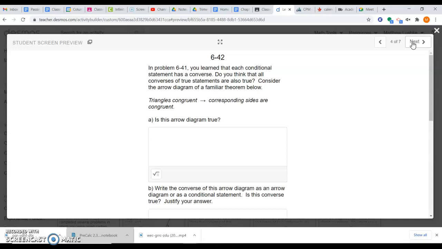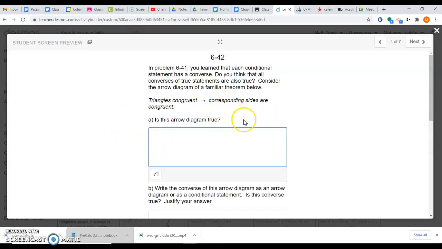It says we learned about conditional statements and how they have a converse. Again, it's just flipping. In an arrow diagram, I know we don't use a lot of arrow diagrams, but it is more visual. You could just flip it so that in this case, it would be corresponding sides are congruent, then the arrow, and then triangles are congruent. This would be if triangles are congruent, then the arrow is corresponding sides are congruent. And so we can just flip that as if it was an if-then statement.